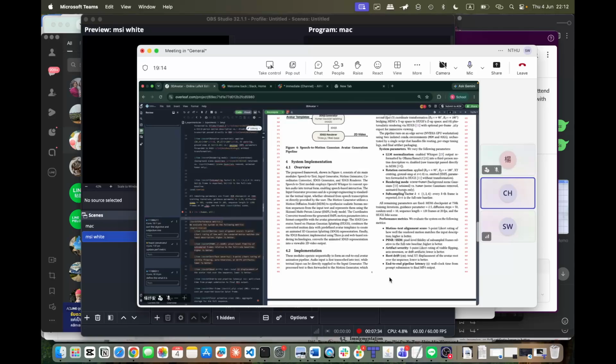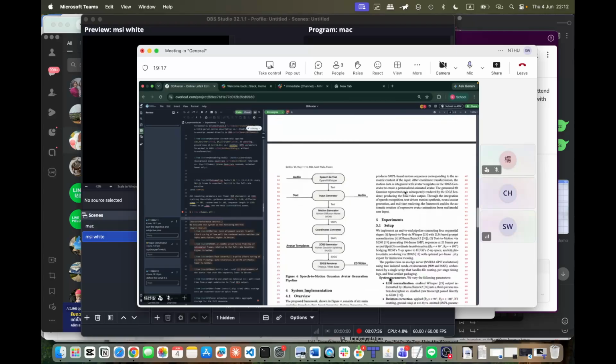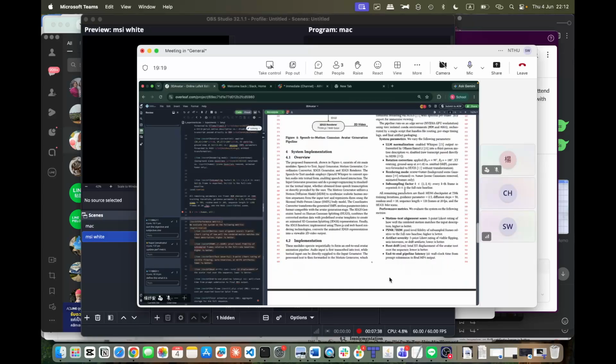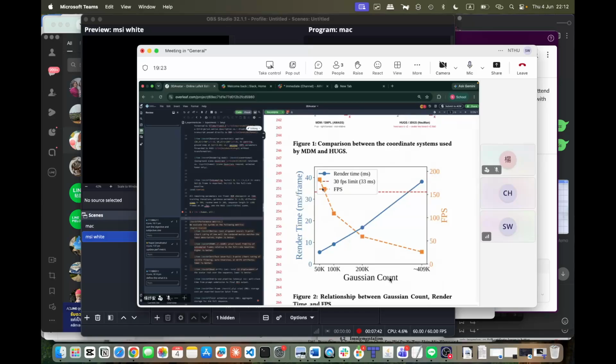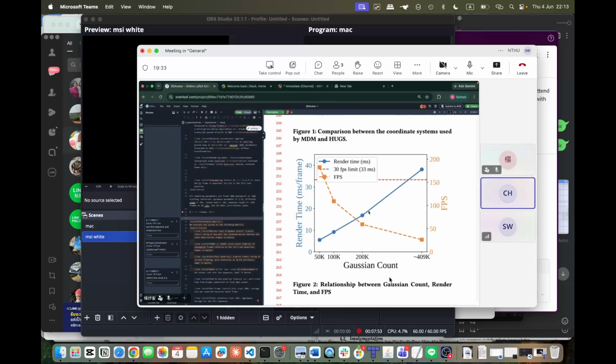Another question: Napat made this graph, which is the comparison between the coordinate system used in MDM and HAX. We want you to look into that. Okay, I will look into that.